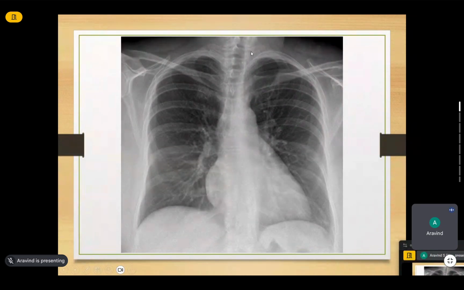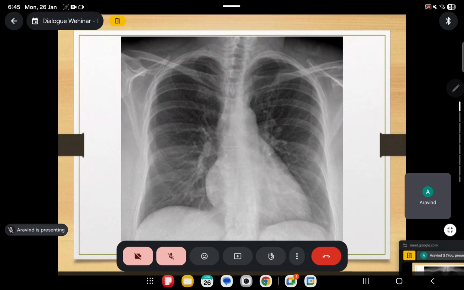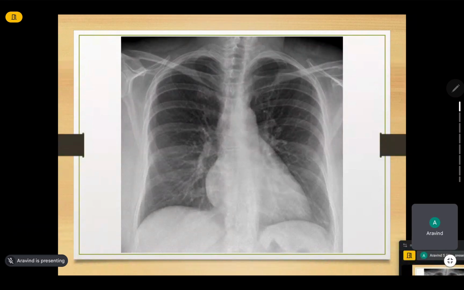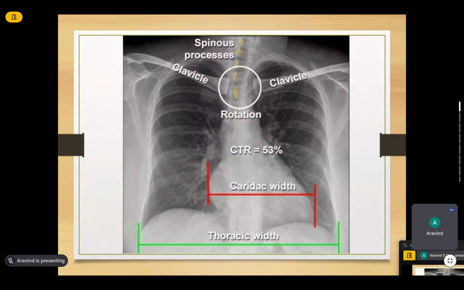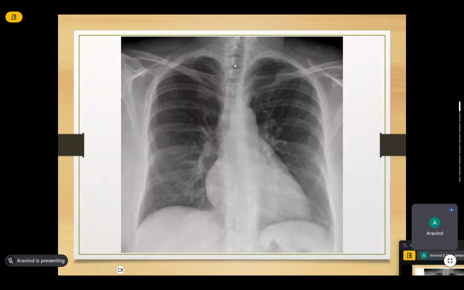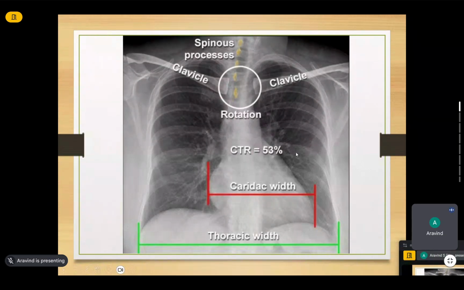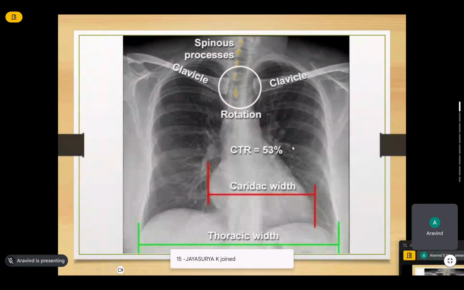So could anyone tell whether this image is rotated or not, or it is normal? Yes, it is rotated. This image is rotated because you can see that the distance from the medial end of the clavicle, particularly on the right side, is lesser when compared with the left side. It is not equidistant. And the width of the heart also seems to be slightly enlarged. So obviously this image is slightly rotated towards the left.